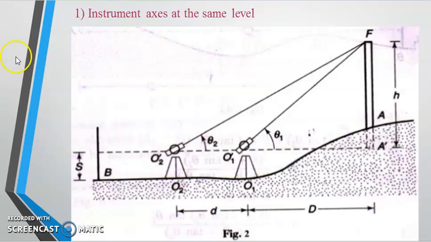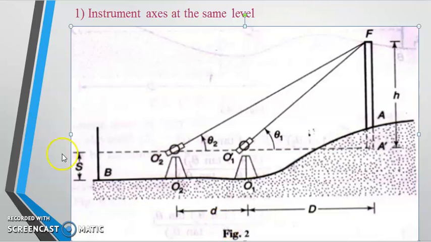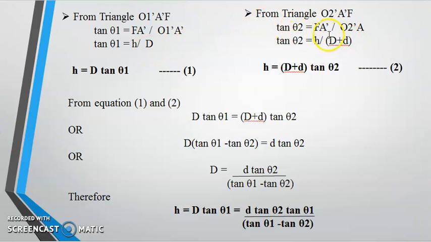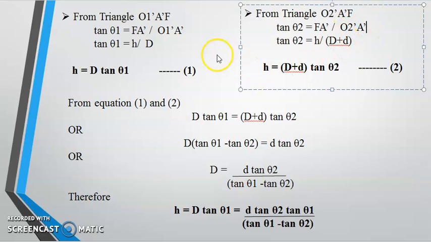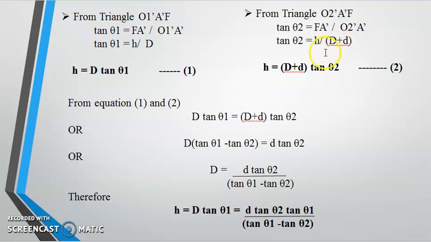Similarly, if we take the second triangle, which is O2 dash A dash F, we take tan of theta 2, which is again opposite upon adjacent. Opposite is small h, that is FA dash, and adjacent will be O2 dash A dash, which is equal to small d plus capital D. So tan of theta 2 is FA dash divided by O2 dash A dash, and tan theta 2 will be h upon capital D plus small d. So here h is equal to (D plus d) tan of theta 2.